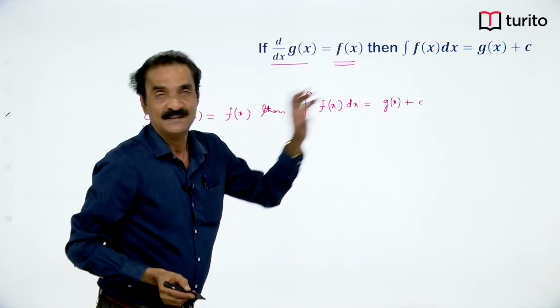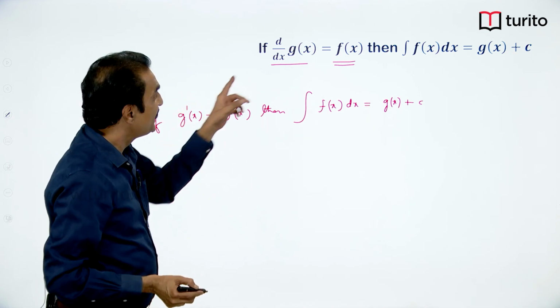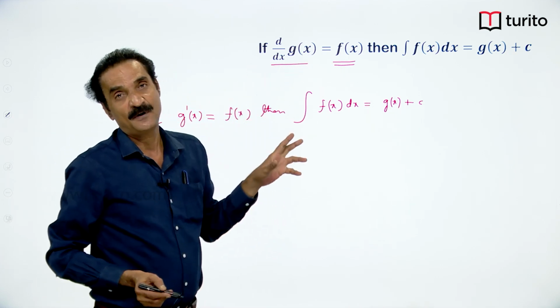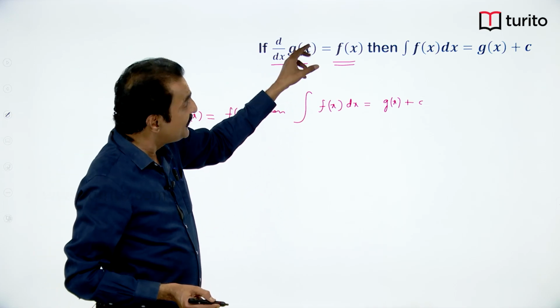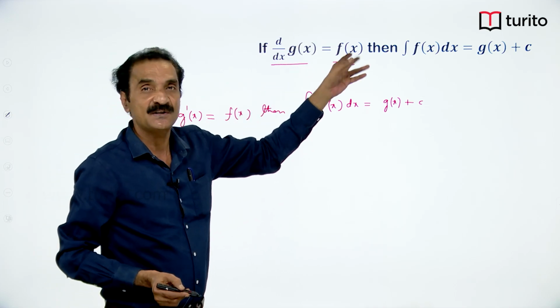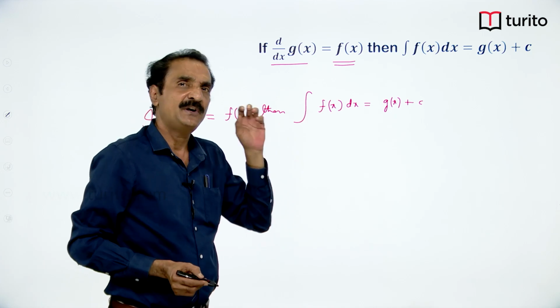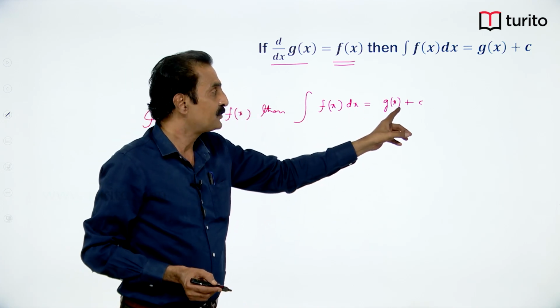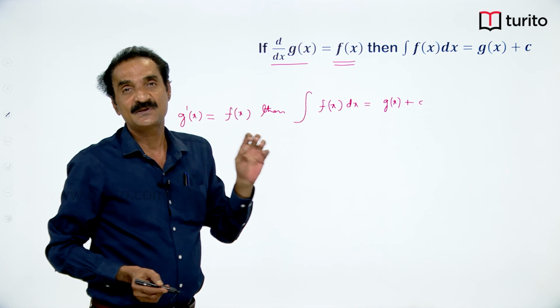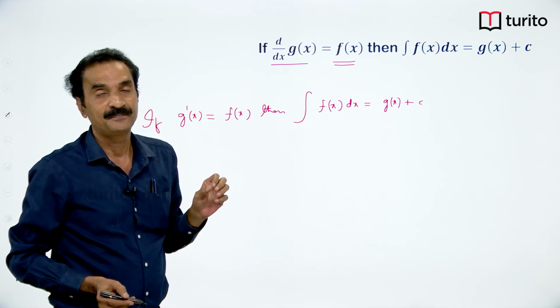Why should we write plus c? Because if the derivative of g of x is f of x, the derivative of g of x plus any arbitrary constant is also f of x. So, in every integration we have to write a constant c, which is called the integration constant.